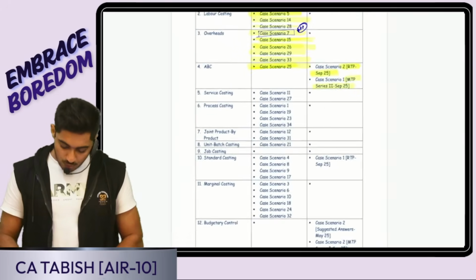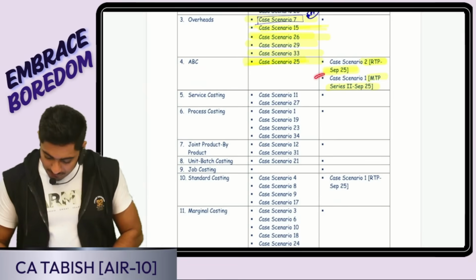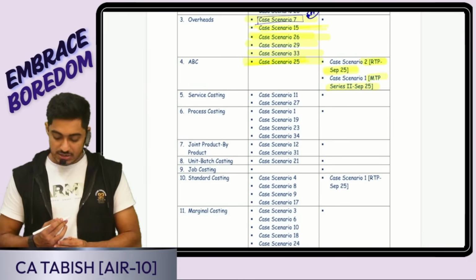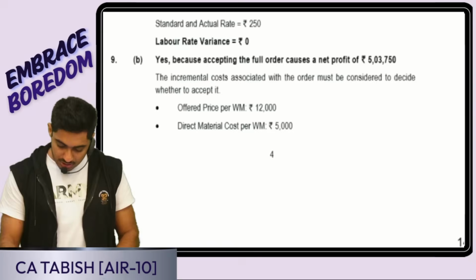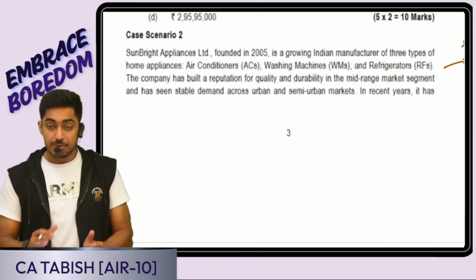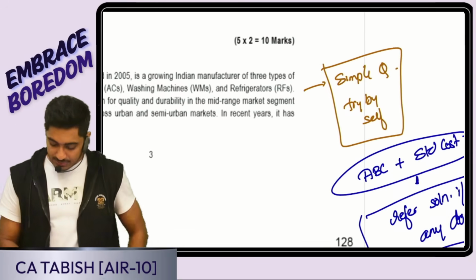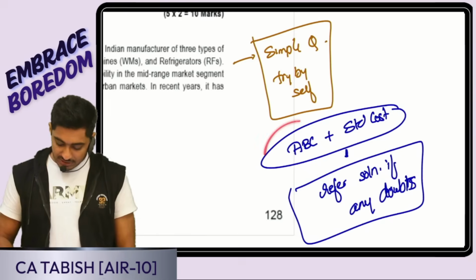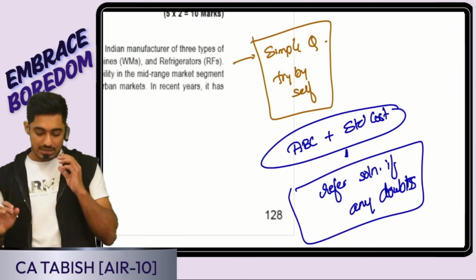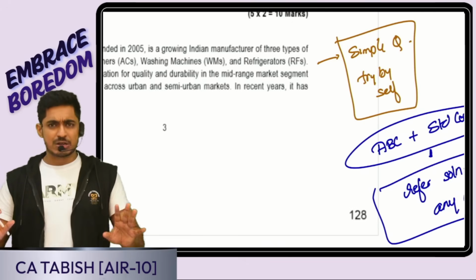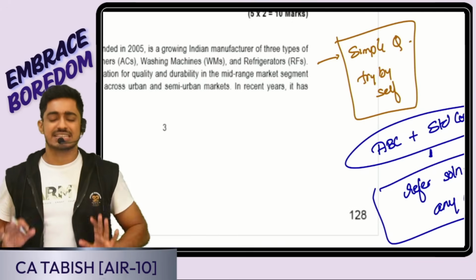Yes, everyone. So now we have case scenario number 1 from MTP series 2 for September 25 exams. Beautiful question. Pay attention, everyone. This is going to be a mixture of a couple of chapters together. So in this question we'll have activity based costing, a small portion of standard costing, and a small portion of marginal costing as well. So quickly let us try seeing. Simple question only, but let us try seeing this anyway.